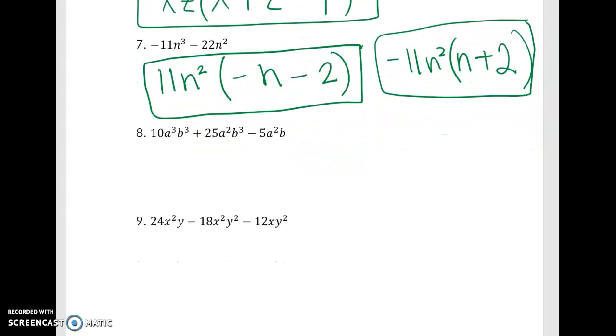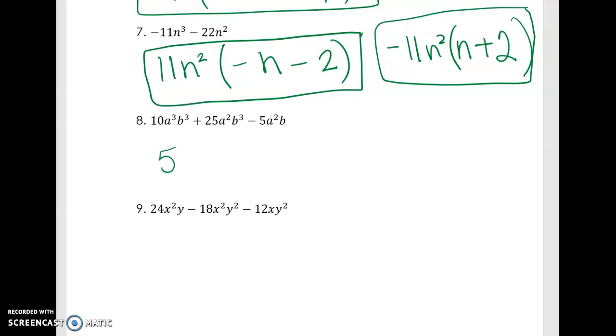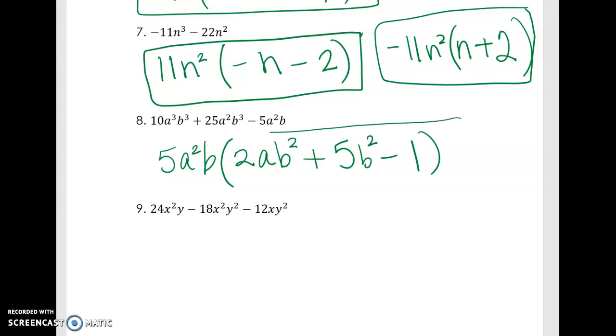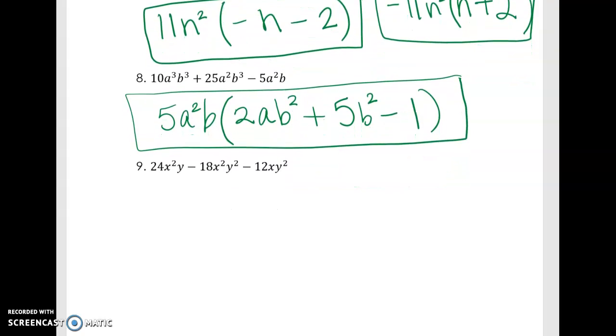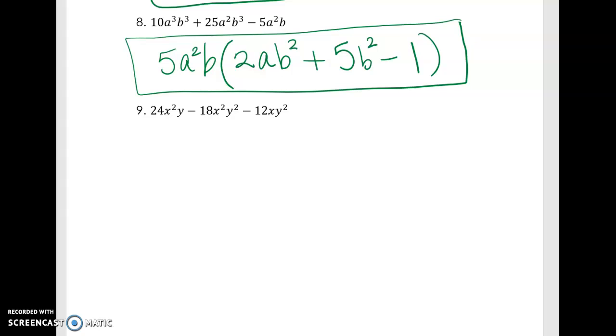For number 8, you can pull out a 5. They all have at least a squared, and they all have at least b. So for the first term, you have 2ab squared plus 5b squared minus 1 again. Don't forget to check your work by multiplying it through and making sure that you get the original polynomial.